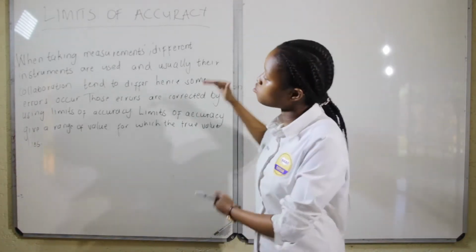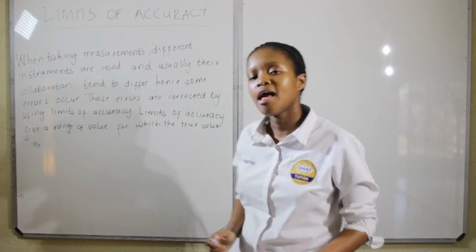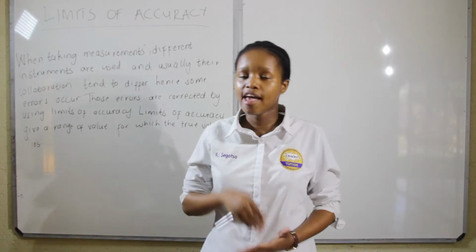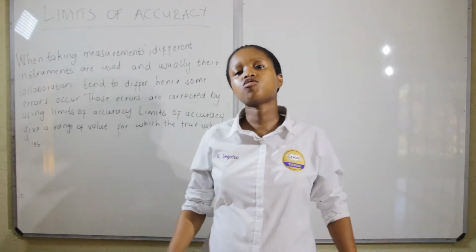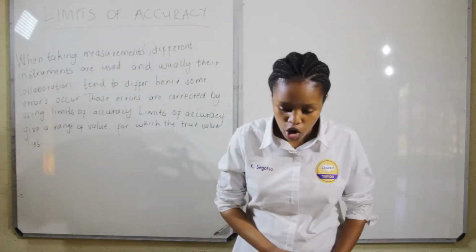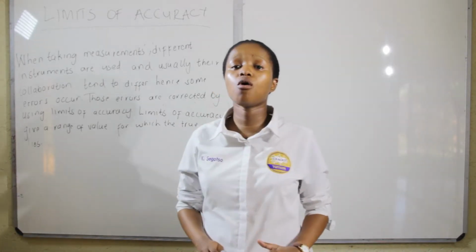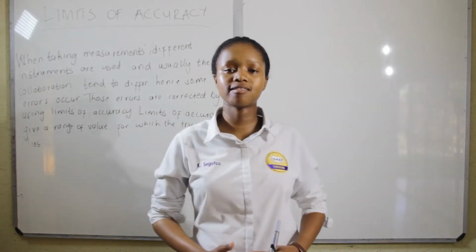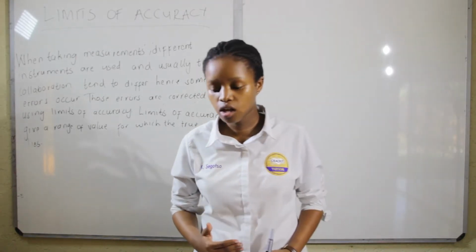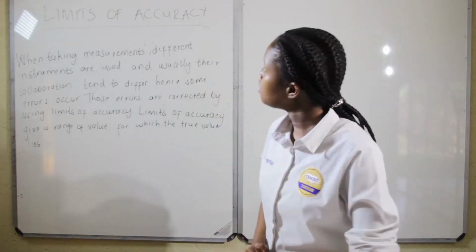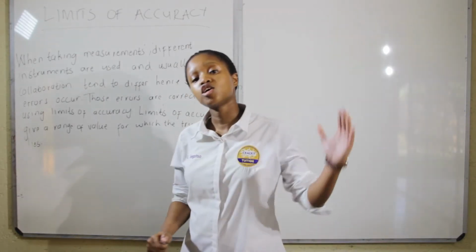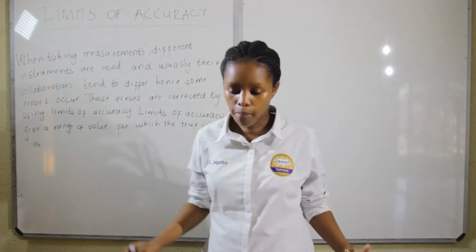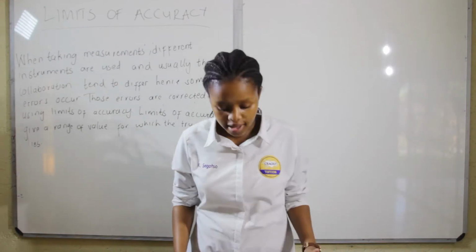So what this topic is really talking about is that limits of accuracy give you a range in which the true value actually falls. Some of you in your papers can see limits of accuracy being described as the upper bound and the lower bound. So limits of accuracy give you that true value between the upper bound and the lower bound. That's where the true value is.